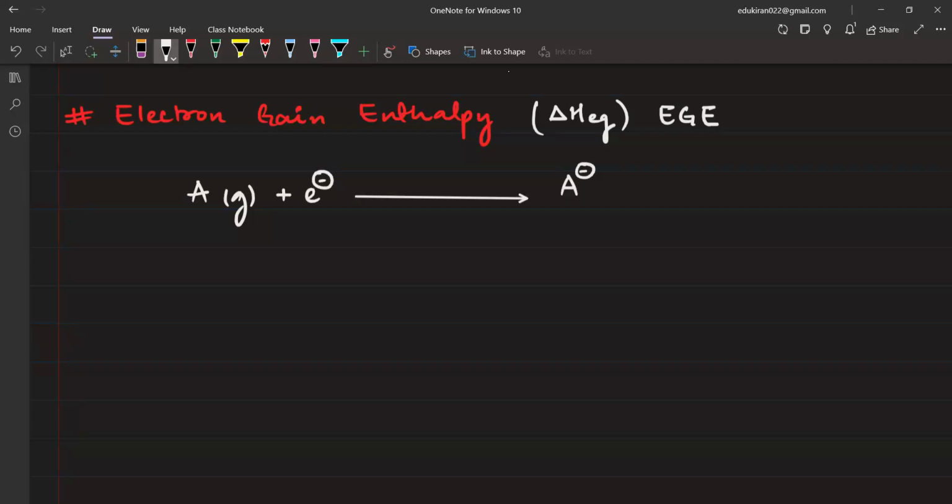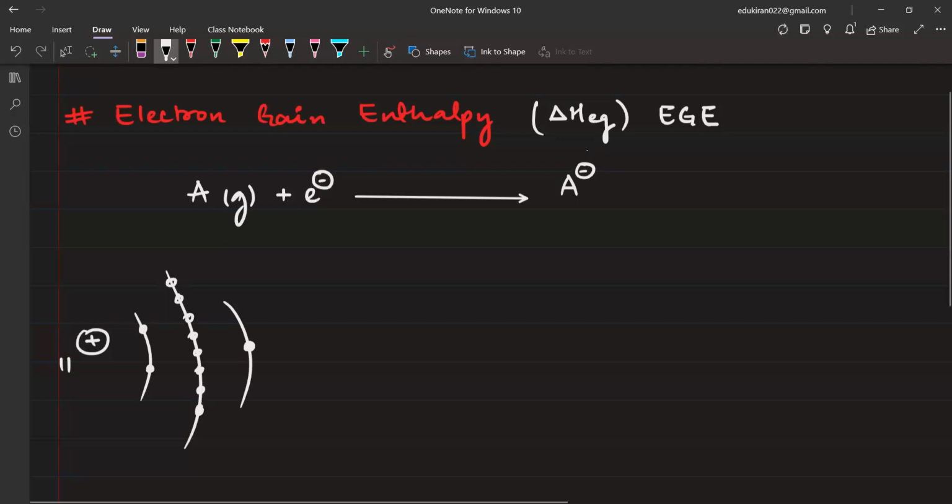Now let us talk about this energy involved, whether this process is going to be endothermic or exothermic, whether it is going to take energy or liberate energy. Let us suppose we have a sodium atom. Sodium atom has a nuclear charge of 11 because it has 11 protons. Its first shell will have 2 electrons, the second shell will have 8 electrons, and then its third shell will have only 1 electron.